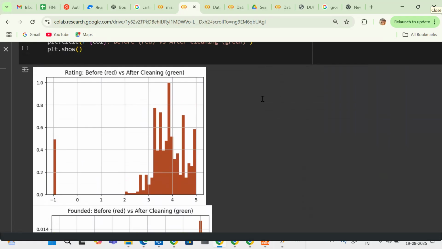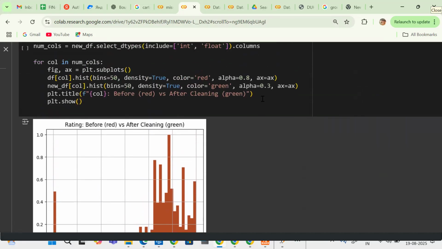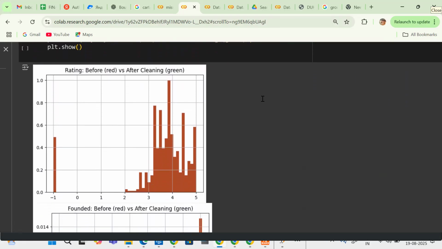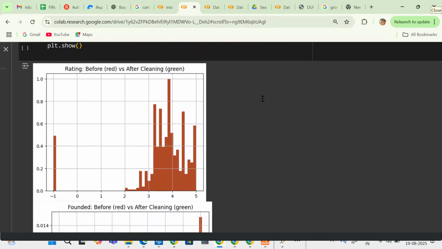And you cannot see the green. Why can you not see the green? So what I suggest is take this file. Today I will share this. Take this file and plot them separately. I have plotted both of them on the same plot.